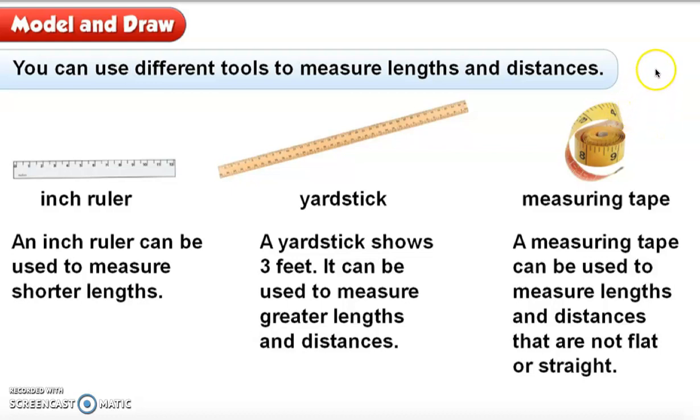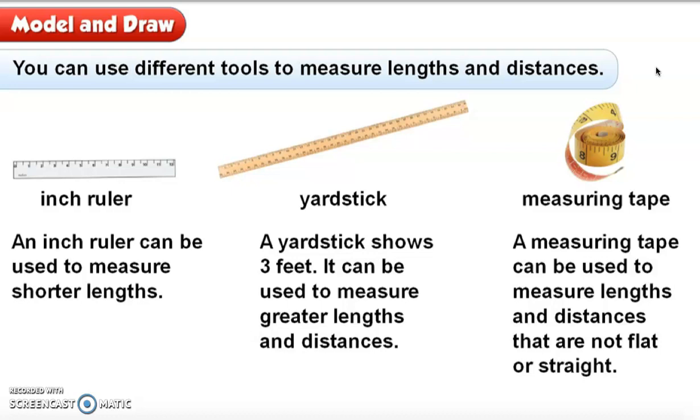The first one, you're all familiar with because we've been using it in previous lessons, is the inch ruler. An inch ruler can be used to measure shorter lengths. Anything that's small might be measured with an inch ruler. For example, a cell phone would be a good item to measure with an inch ruler. Something else might be your shoe. One of the examples they gave in the last video was a pen, a marker, or a pencil. Those are objects that you can measure with an inch ruler.